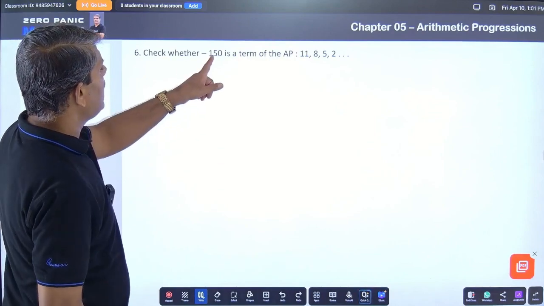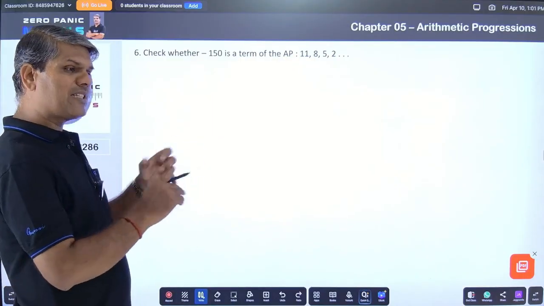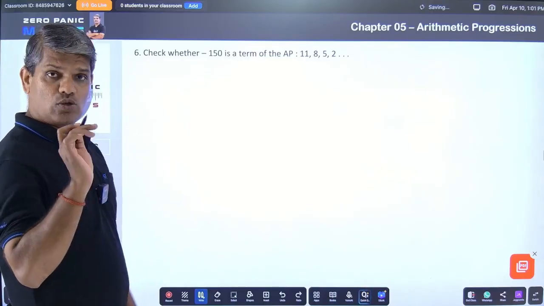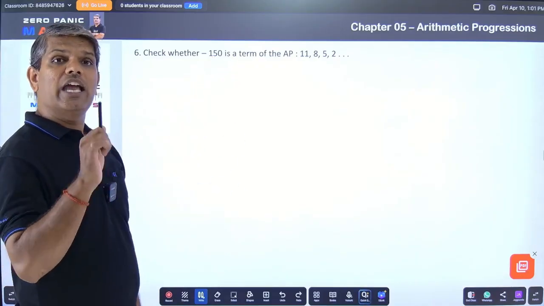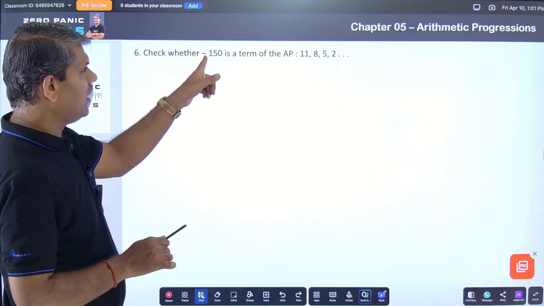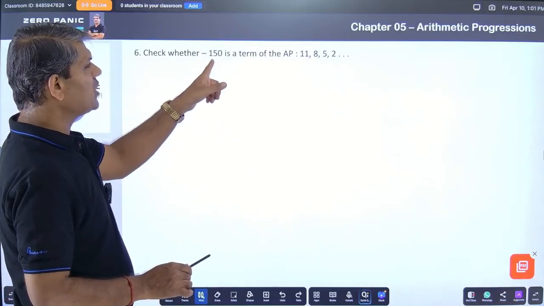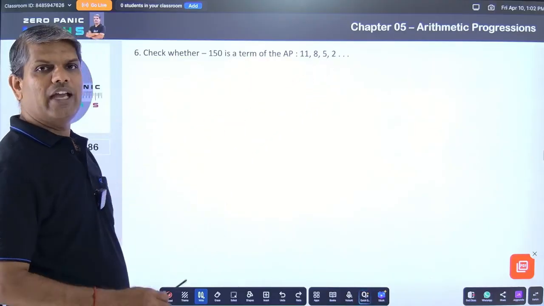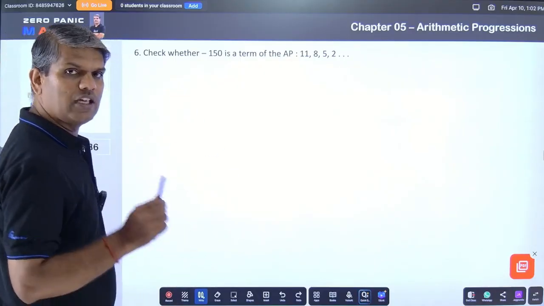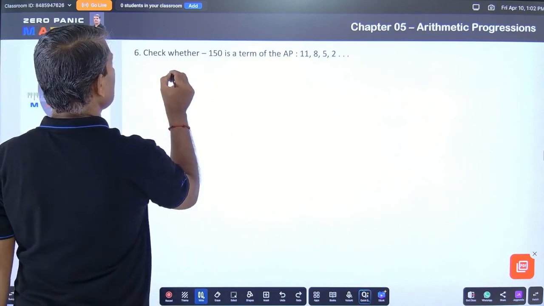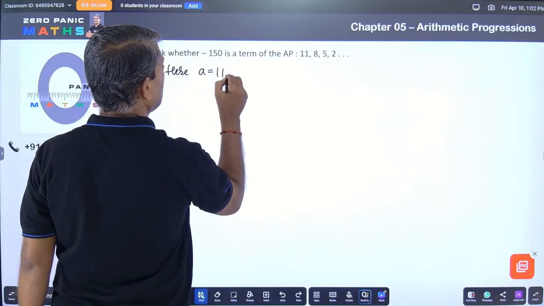Check whether minus 150 is a term of this. Again the problem is the same but asked in a different way. I already told you that we need to find out the value of n, and if that value is a positive integer for given an equal to minus 150, then minus 150 exists in this AP, otherwise no. So here the problem is to find out the value of n only but asked in a different way. You understood this?